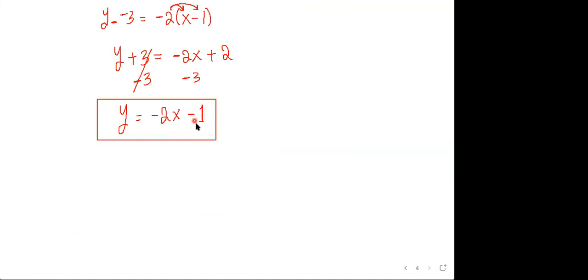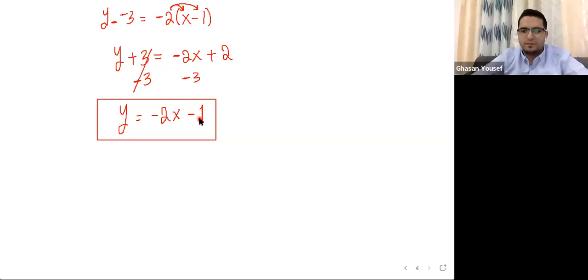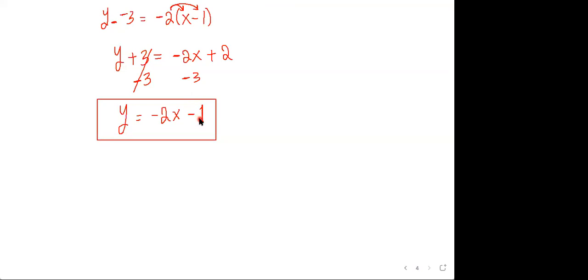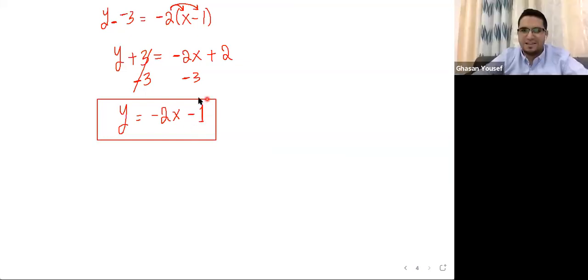This is my b. It's -1. Yeah, when I use y equals mx plus b, I can find it too. Exactly, this is my y-intercept. If the question tells you to find the equation of the line, and after you find the equation of the line, find the y-intercept, this is my y-intercept, the -1.